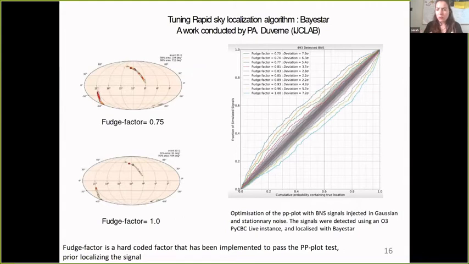We also work on trying to give better rapid estimates of properties, especially the sky map. I would like to highlight the work of Pierre-Alexandre Duverne, who is doing his PhD with me, and who has worked on the rapid sky localization algorithm and its accuracy, especially to tune the fudge factor, a factor that is applied prior to performing the localization map, to try to compensate for the discrepancy between the waveform and the real signal.